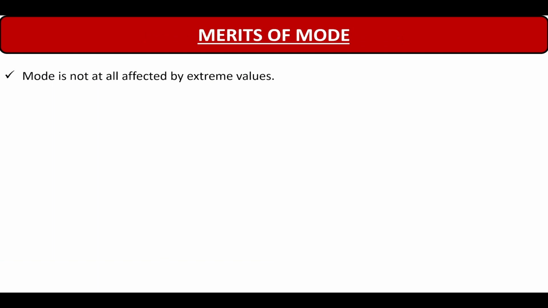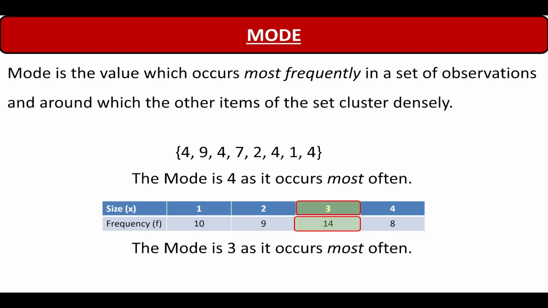Coming to the second merit, mode is not at all affected by extreme values. Let me explain this with the help of examples that we had considered when we were learning about mode. We had selected this example, like for individual series we had seen that 4 was occurring most frequently, so the mode was 4 for individual series, and in case of discrete series the maximum frequency was 14, hence the mode was 3. Now let us replace one value with an extreme value.